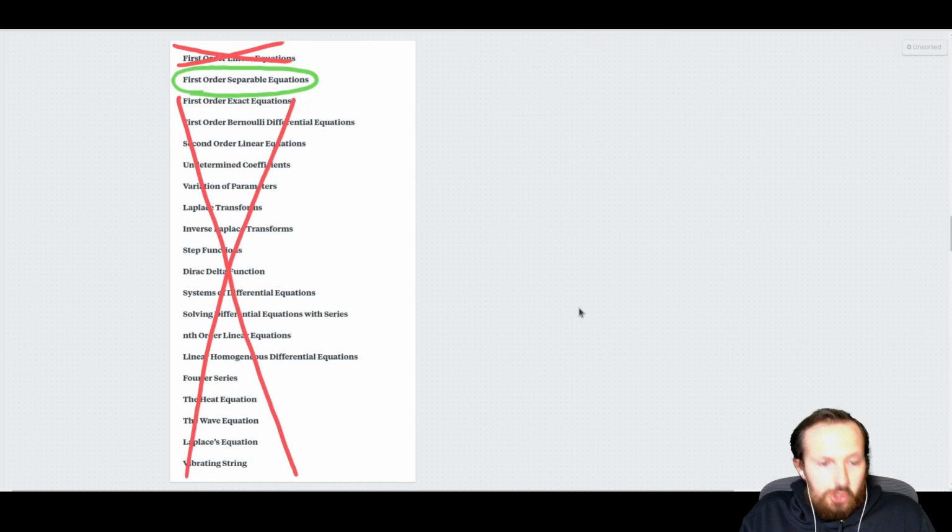Now, the good news is that in Calc AB or BC, you only have to worry about one of those techniques, and that is called separation of variables. Specifically, if you have what's called a first order differential equation and you're solving by separation of variables. We'll talk about what first order means later. But basically, you only have to worry about this one. So let's go into how to do that one right now.